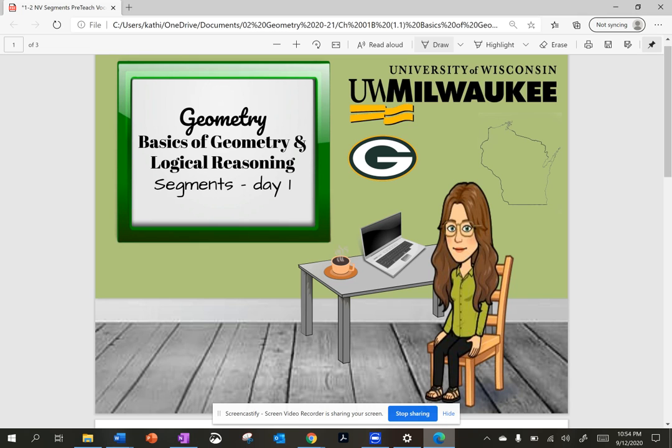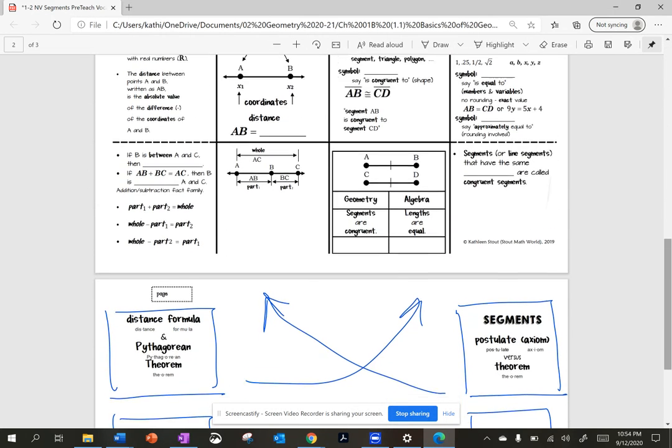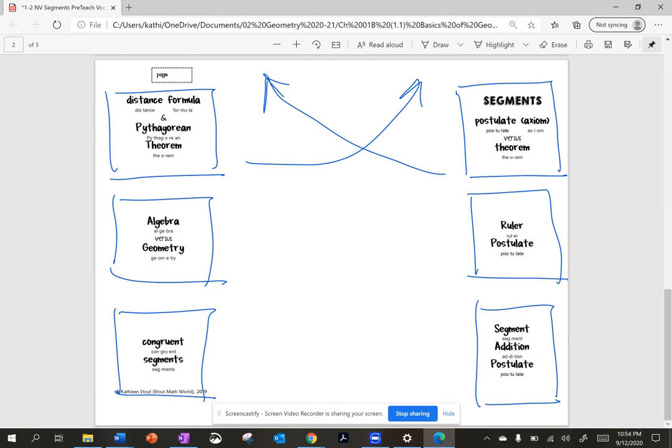Today's lesson is segments. We're in day 1, so we're going to pre-teach some vocabulary here. The vocabulary we're going to talk about today are postulate, which is also referred to as an axiom, versus a theorem, a ruler postulate, segment addition postulate, the distance formula, Pythagorean theorem, algebra versus geometry, and congruent segments.